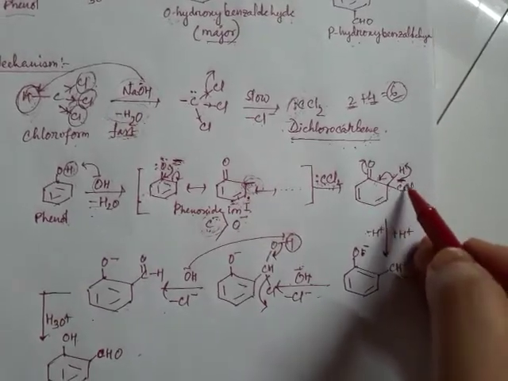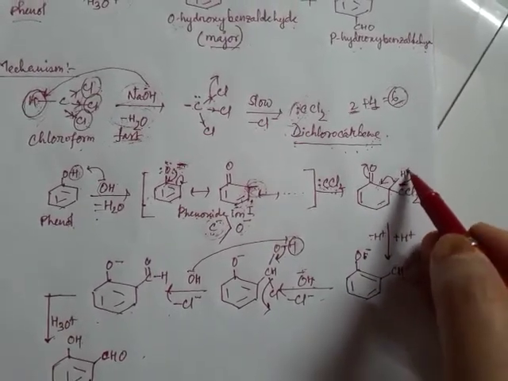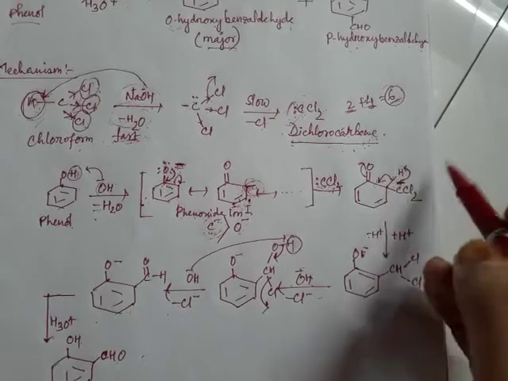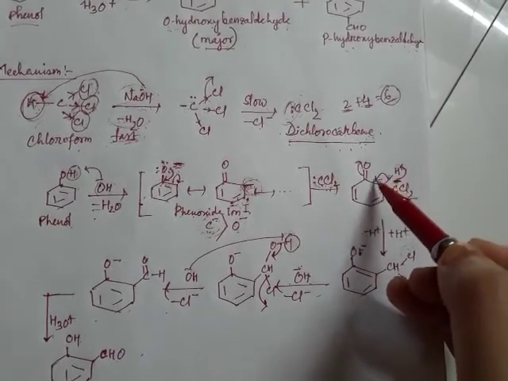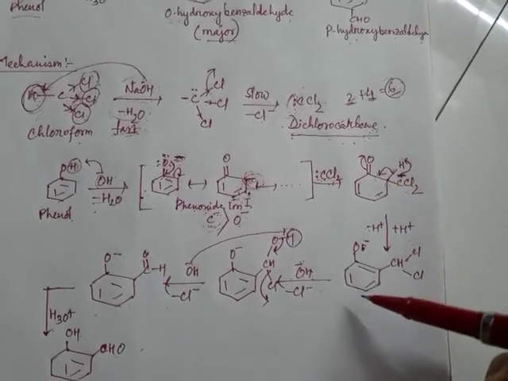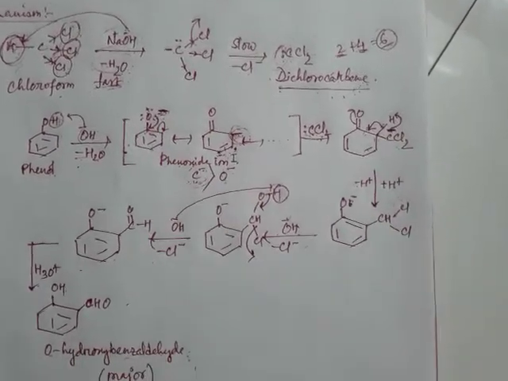So a negative charge is there, which will try to grab this hydrogen atom from this place, and the bonding electron pair will be left with the regeneration of aromaticity. In our next structure we can see that.